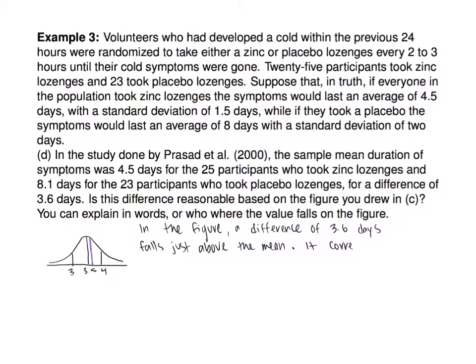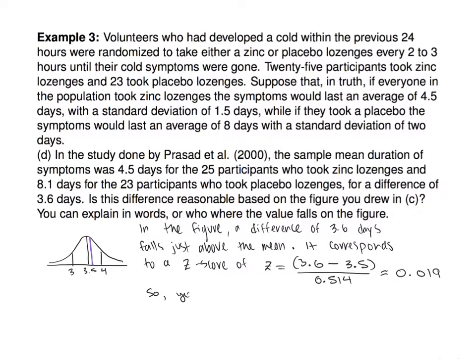And here's a preview. It corresponds to a z-score, telling me how many standard deviations away. Remember that the z-score is your x value, which in this case is our 3.6, minus a sample mean, which is 3.5, divided by the standard deviation, and in my notes I used 0.514. So I'm going to do that again, and you get approximately 0.019. So we're less than 1/10 of a standard deviation above the mean. So yes, this is reasonable.